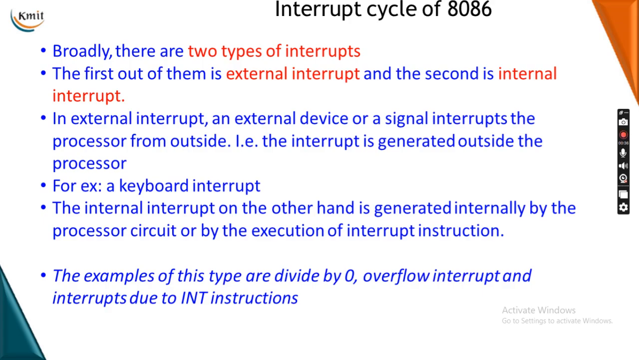Just an overview of the types of interrupts we have. Basically, interrupts are of two types: external interrupts and internal interrupts. An external interrupt is nothing but a hardware interrupt, and an internal interrupt is nothing but a software interrupt. For example, a keyboard interrupt is generated outside the processor.